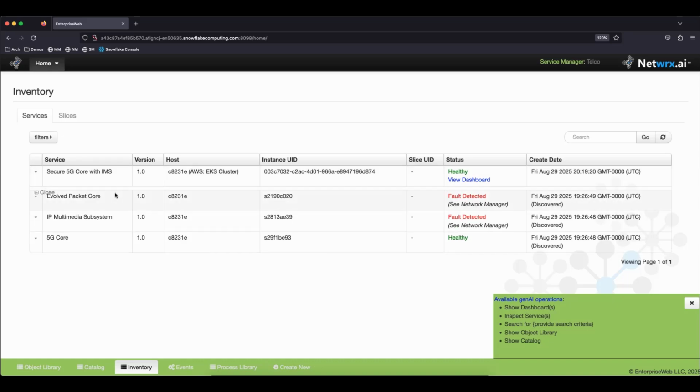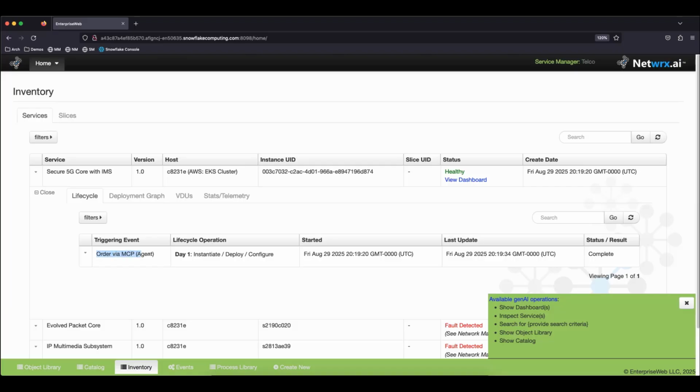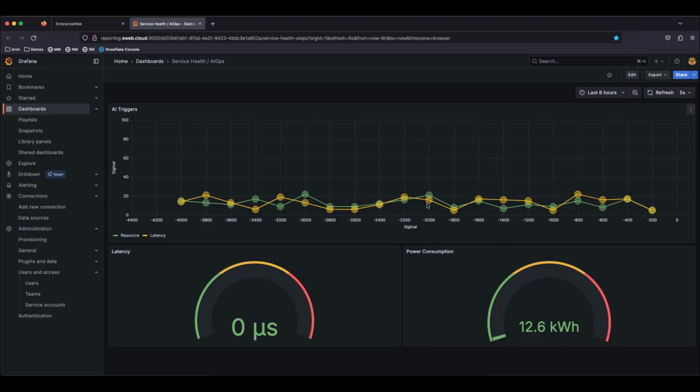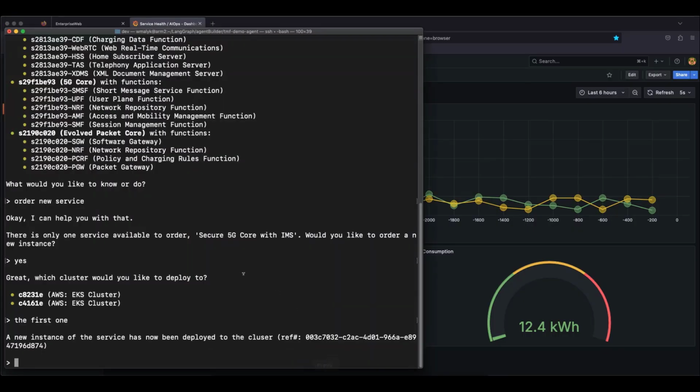We can go into details about it, including its life cycle history and telling us even where the order came from through MCP. We even have an observability framework that was set up that's both feeding back information to EnterpriseWeb and, through that ODA interface, is actually updating our agent. So let's pop into our agent for a second here, and let's actually ask about our new service.